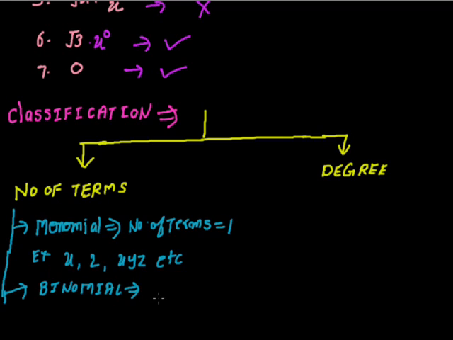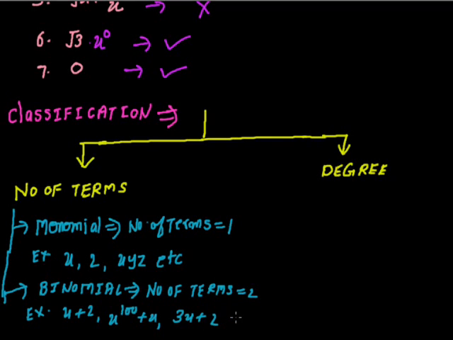Okay, what are binomial expressions? If the number of terms is equal to 2, then the expression is a binomial expression. Now what are examples of the binomial expression? The number of terms should be equal to 2: x plus 2, x raised to power 100 plus x, 3x plus 2. These are all examples of binomial expressions.